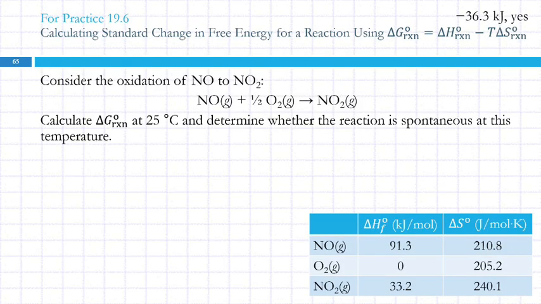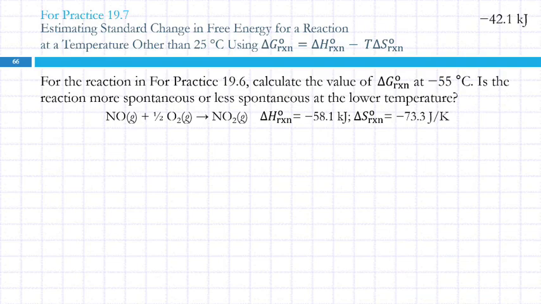Just make sure I didn't skip anything. I didn't skip anything. Estimating the standard change in free energy for a reaction at a temperature other than 25 degrees Celsius. This is not the best calculation. It's not going to give us a real strong, accurate answer, but it's going to give us an estimate, which is a lot better than having no clue. So for the reaction in that practice question we just did, calculate the value of delta G at minus 55 Celsius. And then, is this more spontaneous or less spontaneous at this temperature?